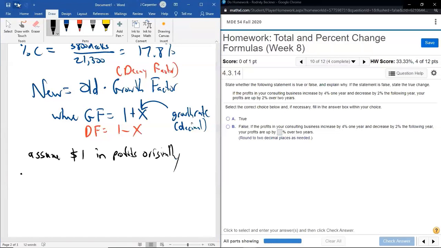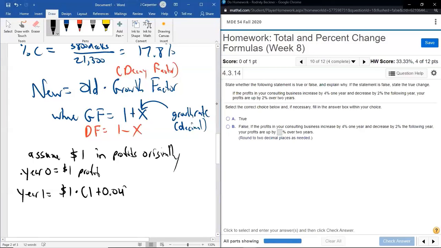So your profits in the consulting business increase 4% one year. If we say year 0, we have the $1 in profit. And year 1 would be the old, which was the $1, times the growth factor. Now a growth factor is 1 plus the x, but not as a percent, as a decimal. That's this 4%, but we need to convert 4% to a decimal, which is 0.04.